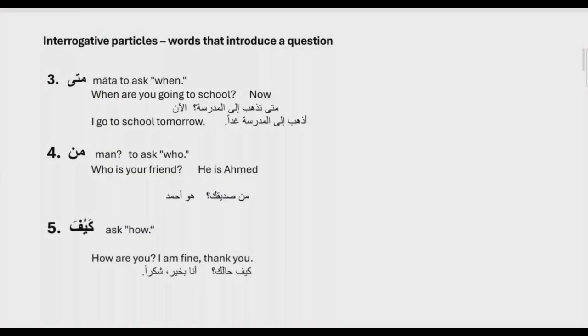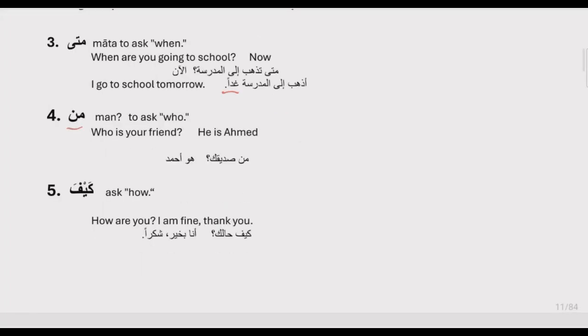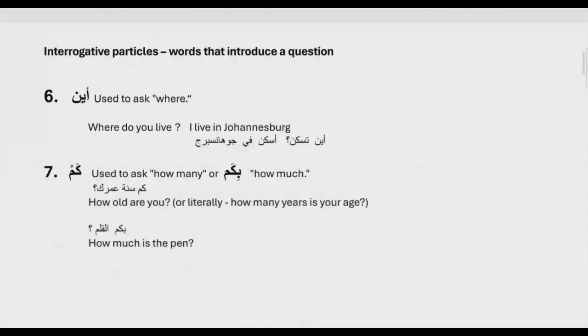We have "mata" to ask for time: when are you going to wherever? And then you can give the answer, I'm going tomorrow, or today, or now, or whatever the case is. "Man" is a question to ask who: "man sadikuk," who is your friend, and who is Ahmed. And "kaifa" means how are you? And you say I am well. So "kaifa" is how. And then we have "aina" is where, and then "kam" is how many.